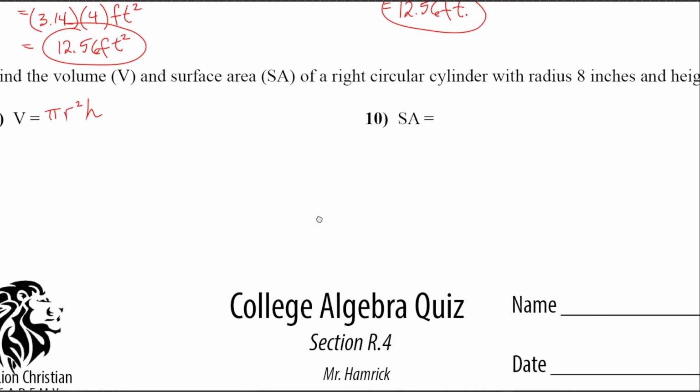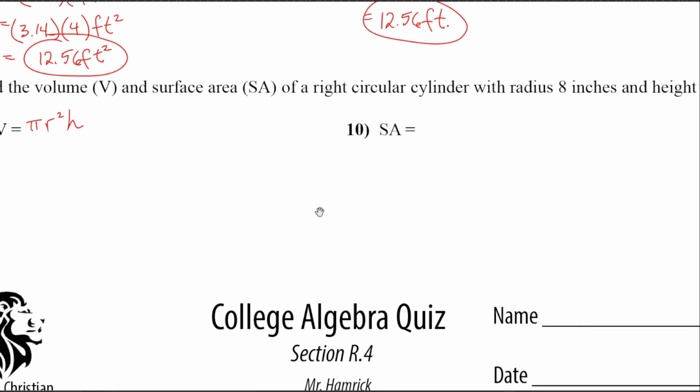Okay, let me scooch this over so we can see all that stuff. All right, so what do we do? We put 3.14 times the radius squared. We've done that before. That shouldn't be too hard. The radius is 8 inches. So I put 8 inches, but I'm squaring that thing. I'm squaring the radius. And then times the height. The height is 9 inches. So I put 9 inches. All right.